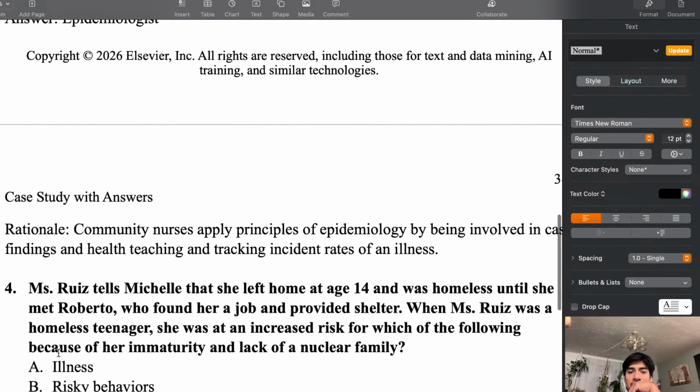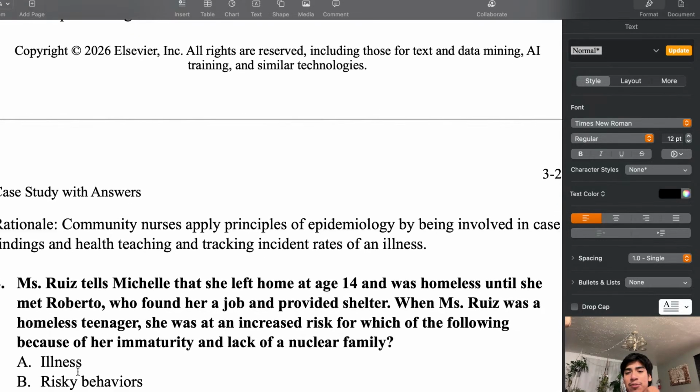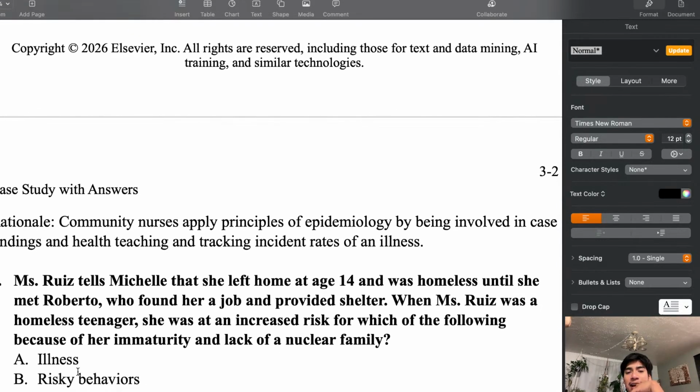Mr. Reese tells Michelle that she has left. She left home at age 14 and was homeless until she met Roberto, or Mr. Ruiz, who found her a job and provided shelter. When Mr. Ruiz was a homeless teenager, she was at an increased risk for which of the following?